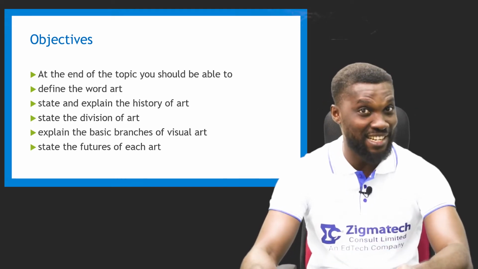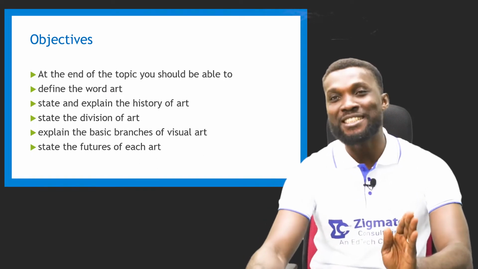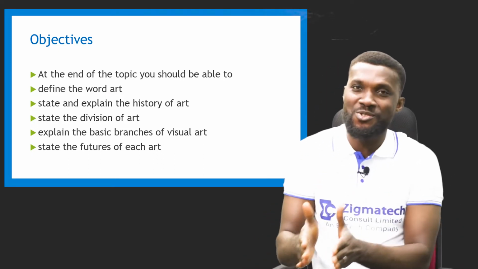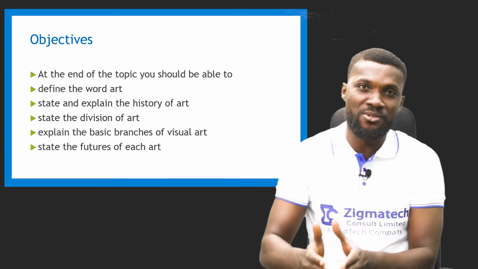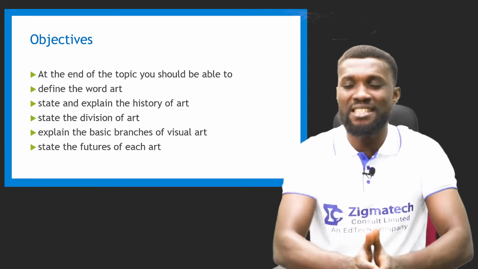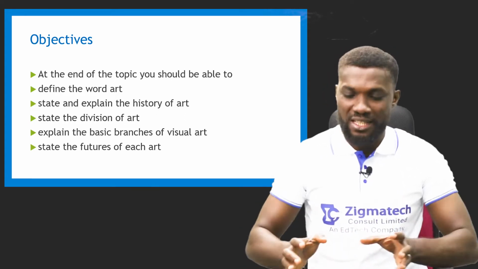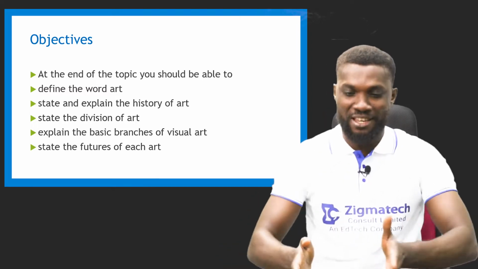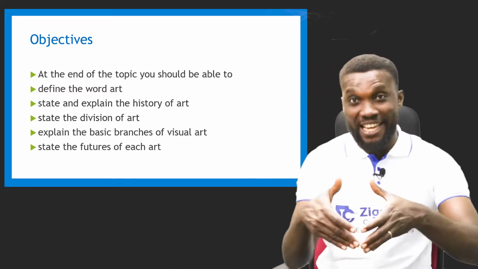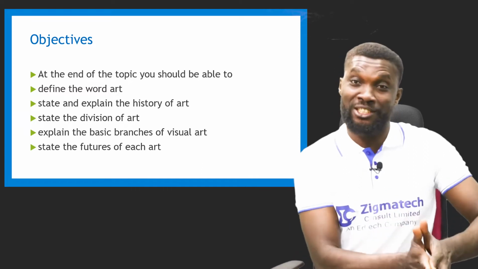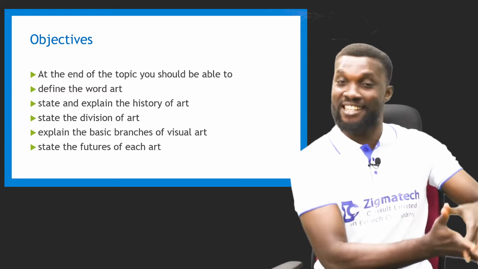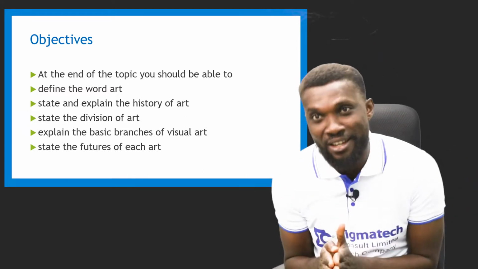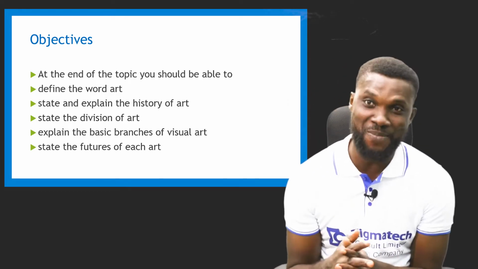I hope you're getting excited now, right? Number three, you are going to know the divisions of art. When I say the divisions of art, I'm talking about the family. Just like art being the mother gives birth to some children, in the course of this class you're going to know the children, the grandchildren and the great-great-grandchildren of this very mother art. Are you with me?